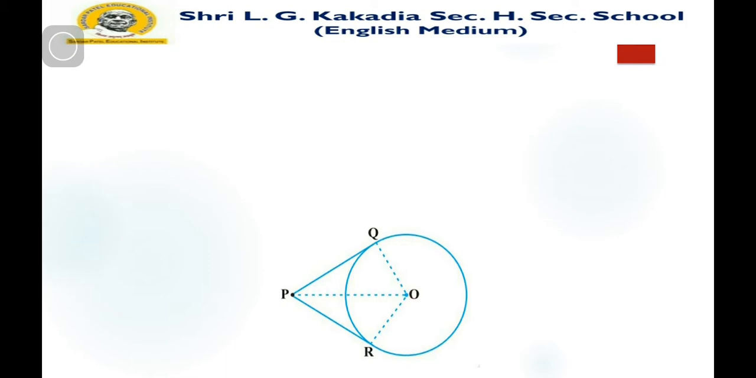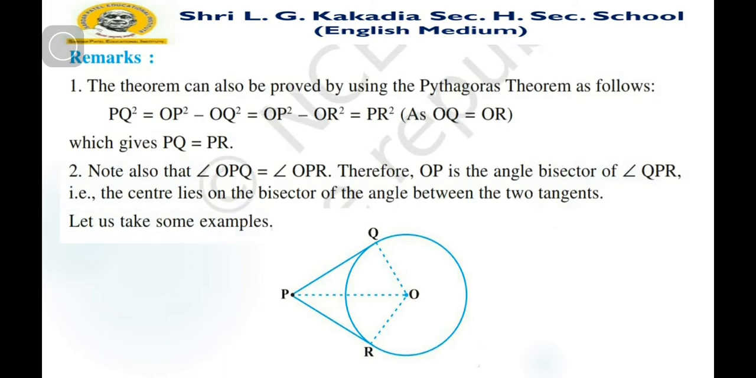Here are some things that we are going to note. First, the theorem can also be proved by using the Pythagoras theorem, as we know that here are given two right triangles. So just take PQ square. PQ square is equal to OP square minus OQ square. But OQ is equal to OR, so in place of OQ we can put OR. OP square minus OR square is equal to PR square. So PQ is equal to PR. In this way also we can prove this theorem.